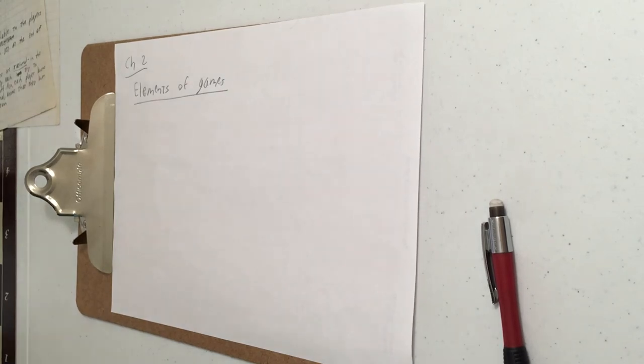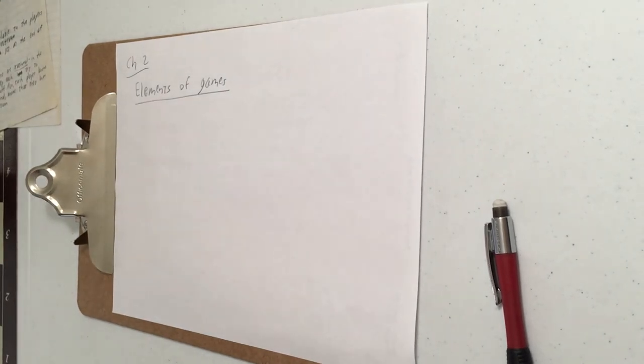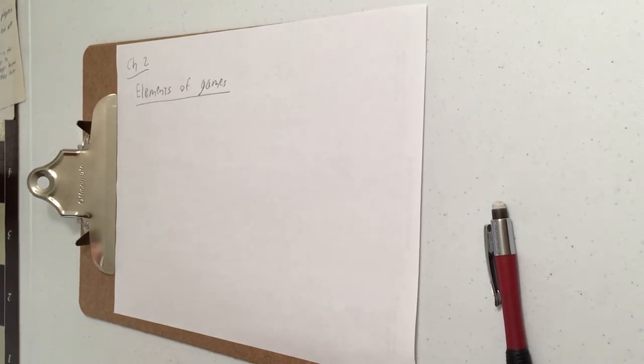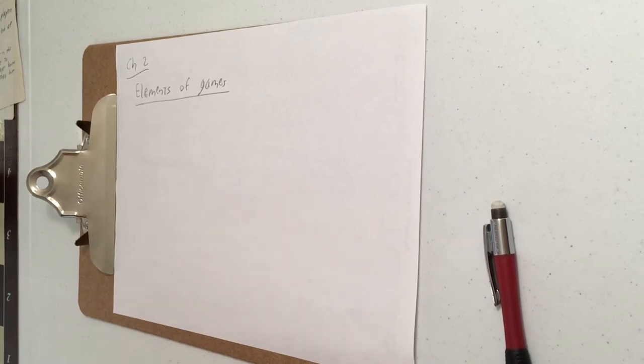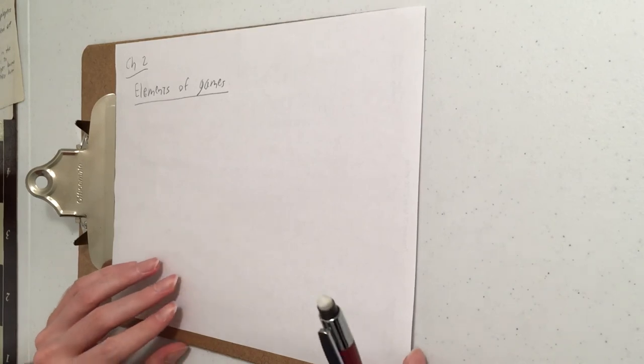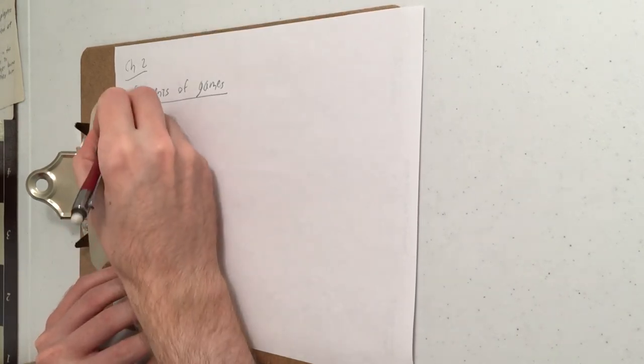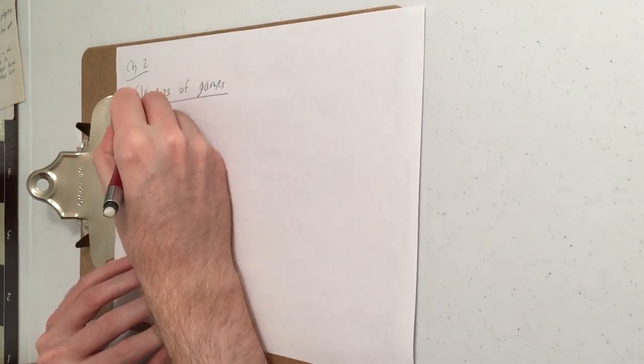Welcome back, Game Theorists. Today we are still in Chapter 2, looking at elements of games. In the previous section, we looked at six considerations for thinking about games. So the elements of games are three things that every game has to have. Otherwise, we would not consider it a game, and we cannot use the tools of game theory.